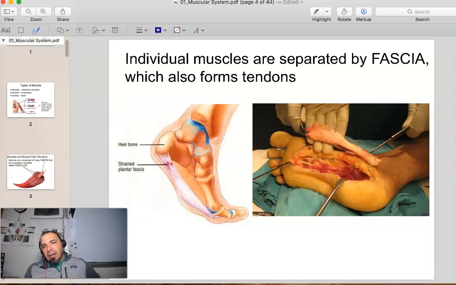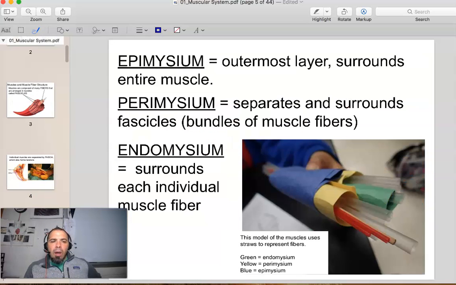Again, a little graphic picture here: individual muscles are separated by fascia, which also forms a tendon. On your heel bone, there's the strained plantar fascia, and we talked about plantar fasciitis. The individual muscles have this fascia covering around them. We'll be modeling this, but that gives you a look at that foot there. So I would pause this video and maybe write these down.